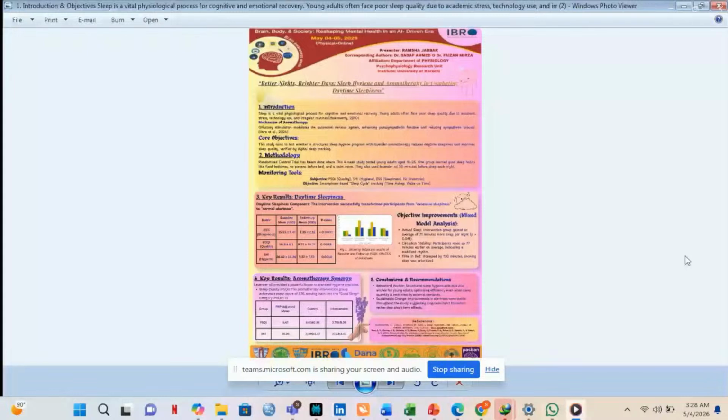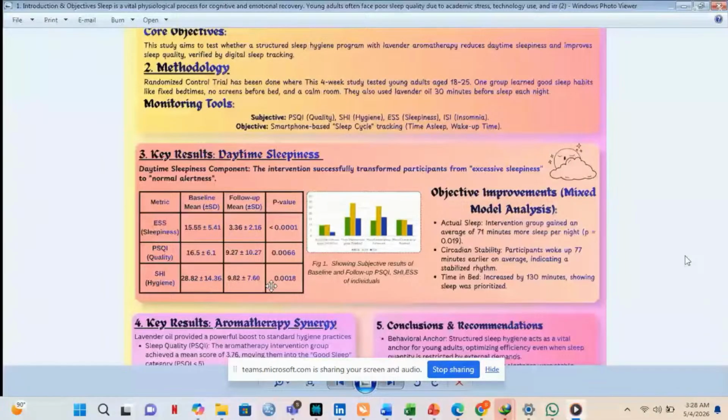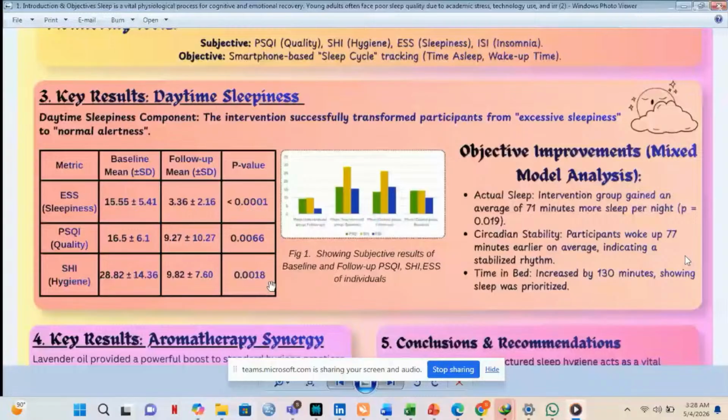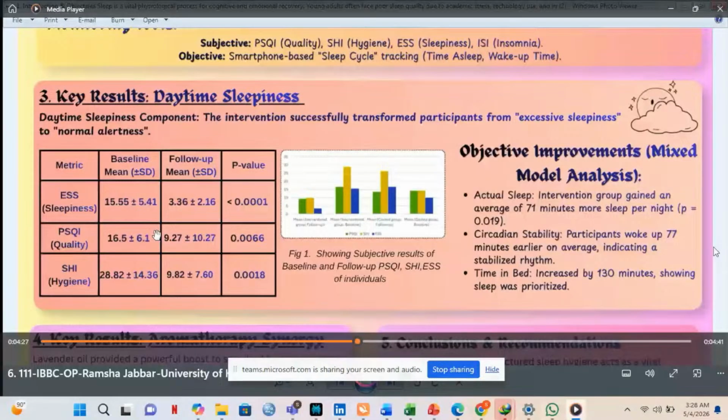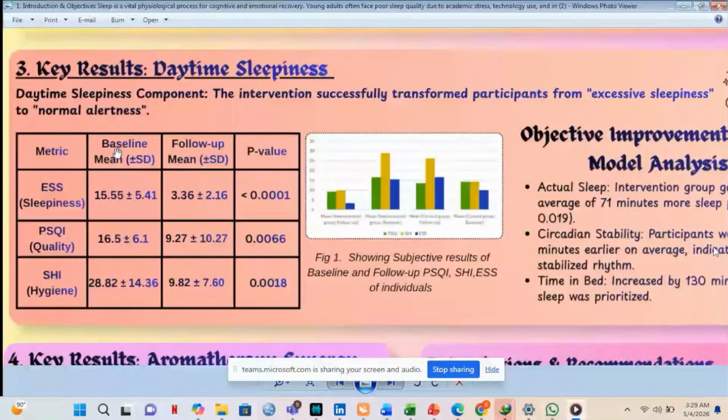So let's move towards the most amazing part of this study, which is the results. This is the data. The baseline mean is the mean that was monitored before starting any intervention. The ESS score was 15.55, reported by the individuals, which is the mean of all the scores. After following the intervention, they reported a score of 3.36, so here you can see how much it has dropped.